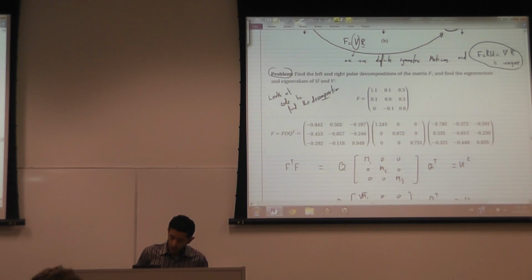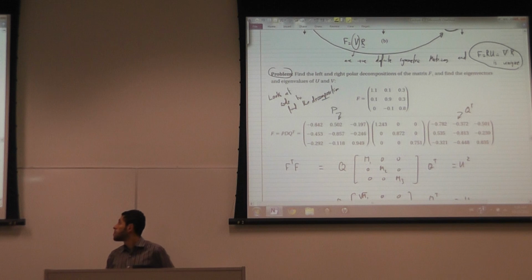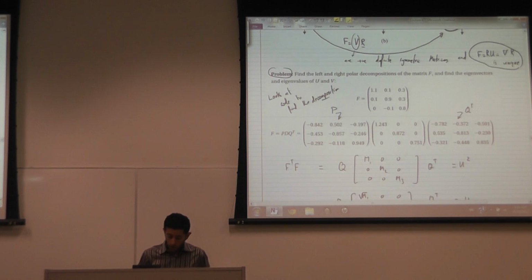So this matrix that has those numbers can be decomposed into a rotation matrix P, another rotation matrix Q, and a diagonal matrix, and these numbers are the square root of M1, square root of M2, square root of M3, where M1, M2, M3 are eigenvalues of F transpose F.